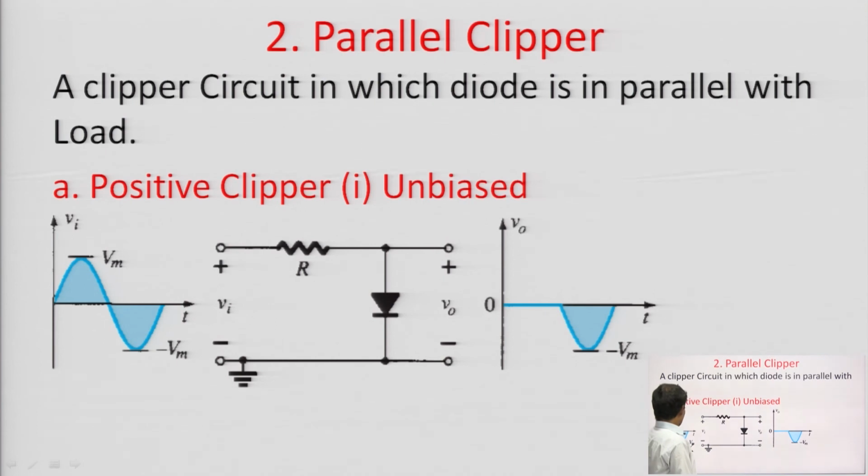For simple circuit, for positive half cycle, diode is in forward bias and it will conduct, and the diode becomes ideally short circuit, the output becomes 0. And for negative half cycle, the diode is in reverse bias and diode becomes open circuit. In this case, output is equal to input, then this is the output waveform.